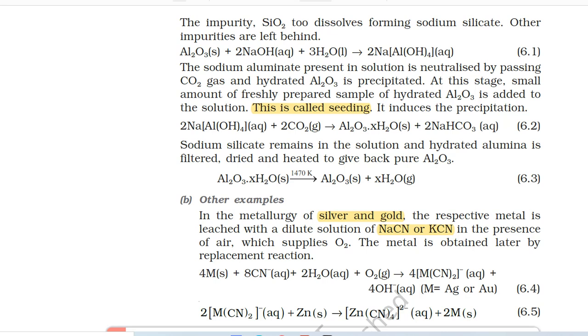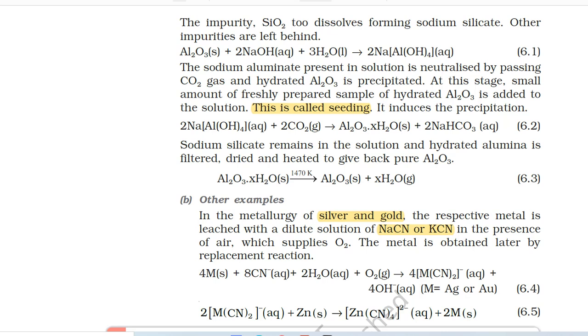Aluminium oxide plus sodium hydroxide plus H2O give you sodium tetrahydroxyaluminate. I am reading this reaction again. Al2O3 in solid phase plus 2NaOH in aqueous phase plus 3H2O in liquid phase gives 2Na[Al(OH)4], that is in aqueous phase.